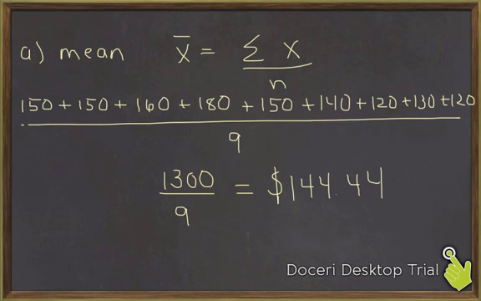So just as a review, the symbol that we use for mean is the X bar. And we find the mean by adding up all of our X values and dividing by how many numbers there are. So in our case, if we added up all of the numbers in our data set and we divided by 9, we would get 1,300, and when we divide that by 9, we get $144.44. So that is the mean for our data set.